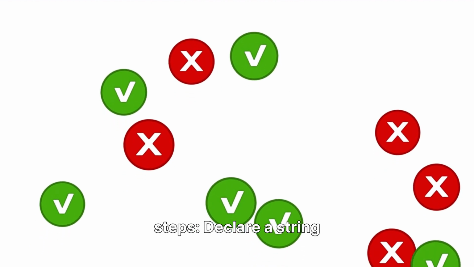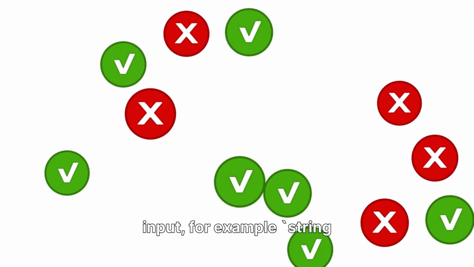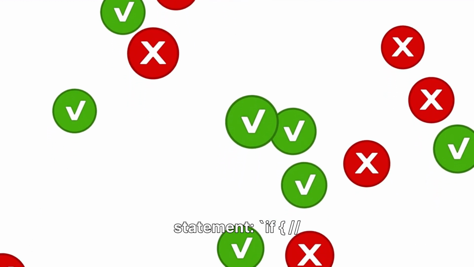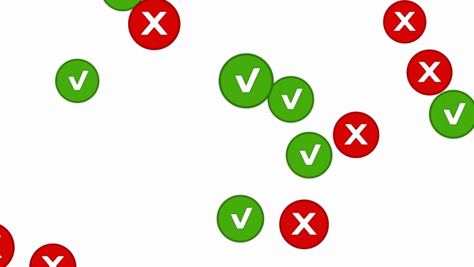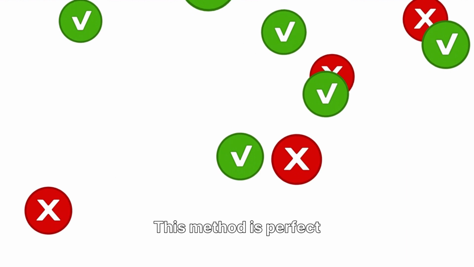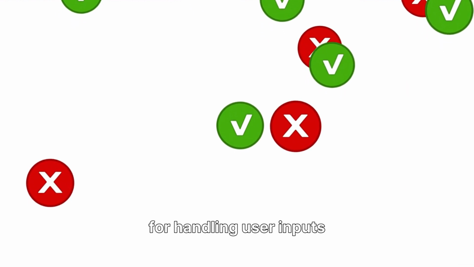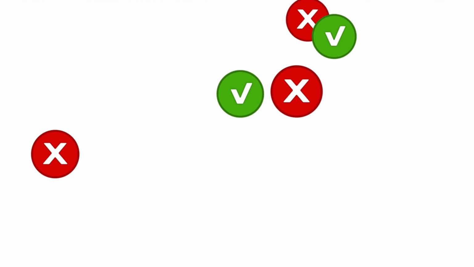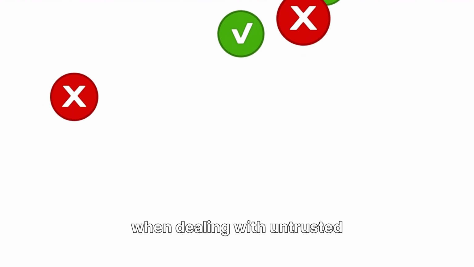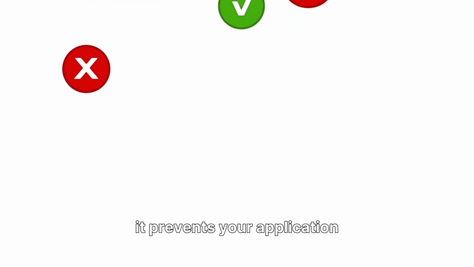Let's look at the steps. Declare a string input. For example, string input = "789". Then, use an if statement. If it succeeds, use the result, else handle the error. This method is perfect for handling user inputs where the format might be unpredictable. A crucial tip is to always prefer TryParse when dealing with untrusted or user-provided data, as it prevents your application from crashing due to invalid input formats, leading to more robust and user-friendly software.